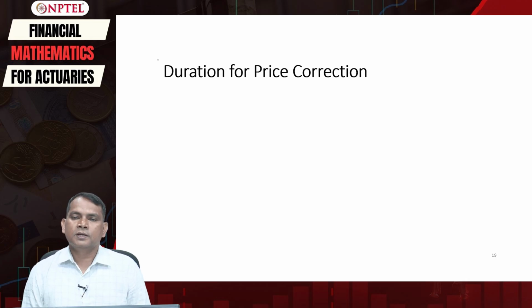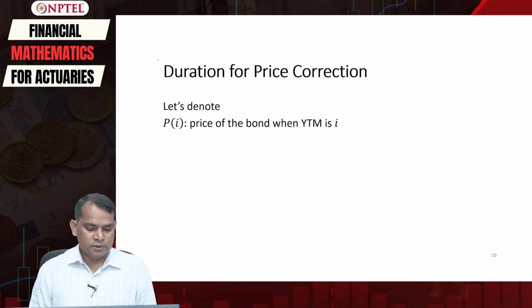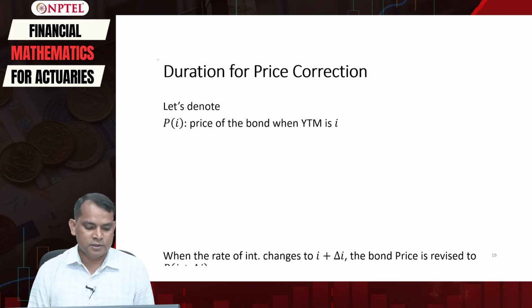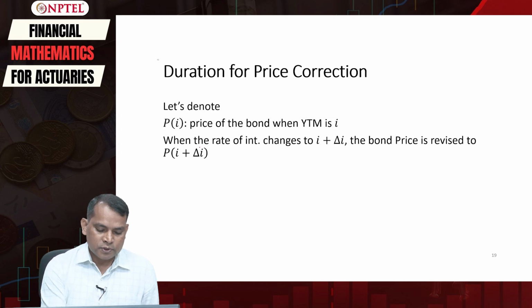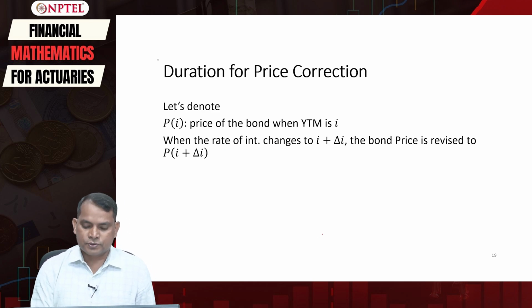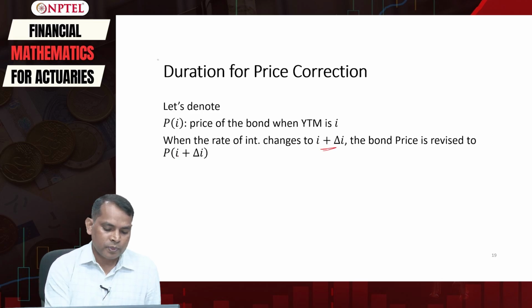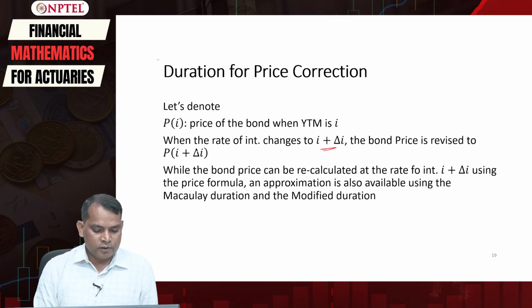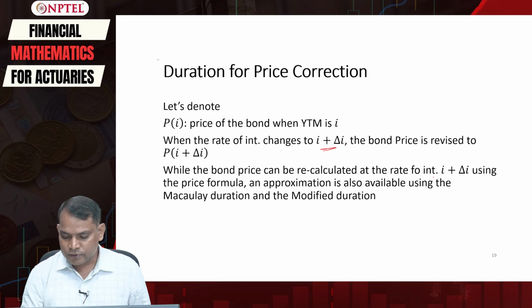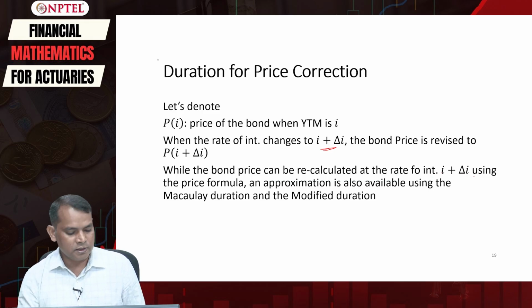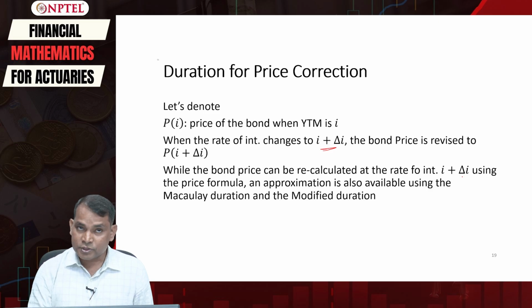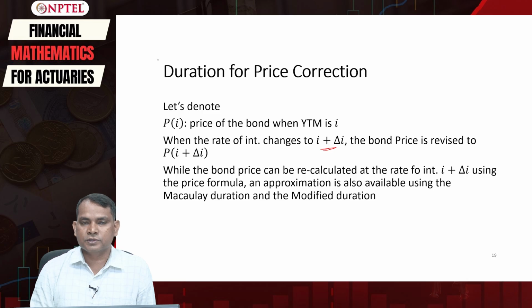For this purpose, let us denote P(i) as the price of the bond when the yield to maturity is i, and when the rate of interest changes to, let's say, i plus delta i, the bond price is revised to P(i plus delta i). The bond price can be recalculated at the rate of interest i plus delta i using our price formula, and an approximation is also available using the Macaulay duration and the modified duration that we have learned in the previous session.